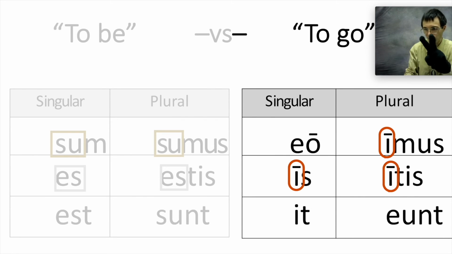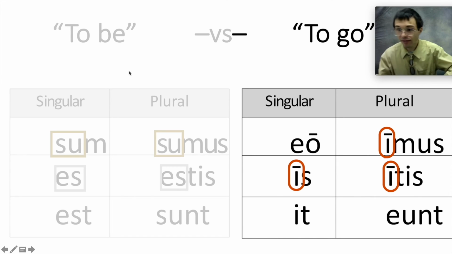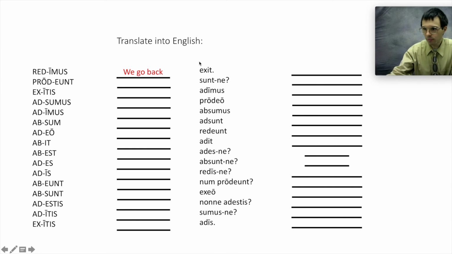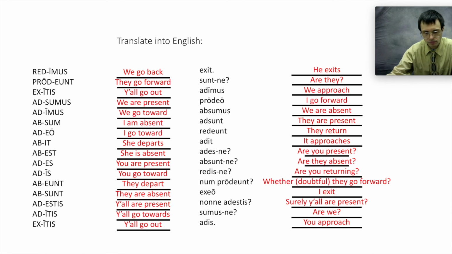All right, so now we have 7 new words. Adsum and absum, adeo, abeo, exeo, redeo, and prodeo. So obviously you need to learn these sets of endings. All right, so let's practice this. This is just like you had in the last section with sum, and it's kind of mixed in now with the verbs to go also in the mix. And the answers?